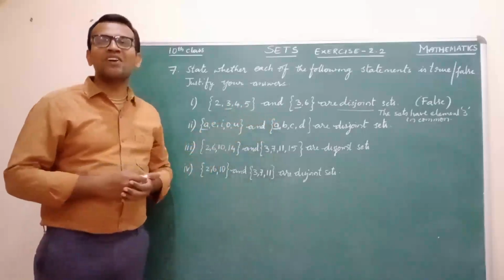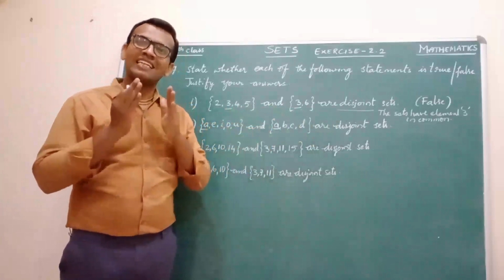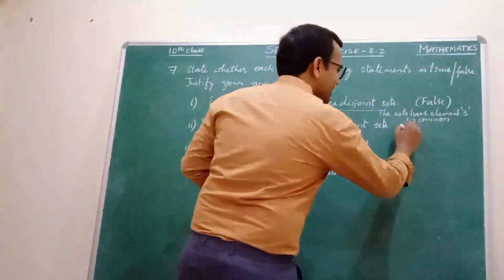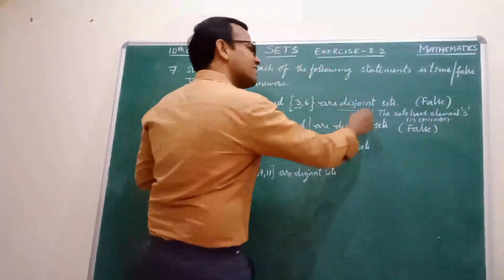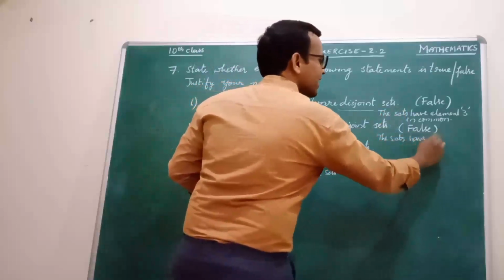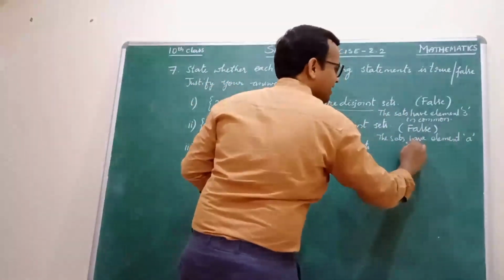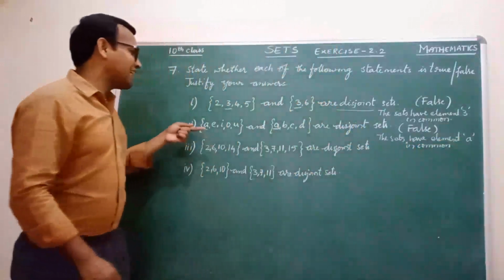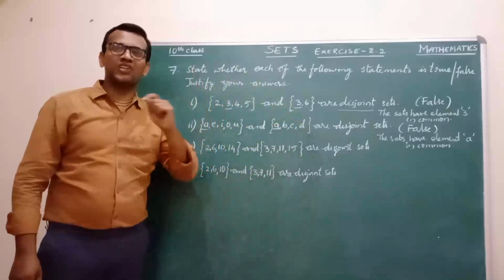So obviously they are not disjoint. But the statement is saying that it is disjoint. That means even this statement is also false. So let us write here. This is also false. Why? Because same thing. The sets have element A in common. So both sets have element A in common. That makes the statement false.